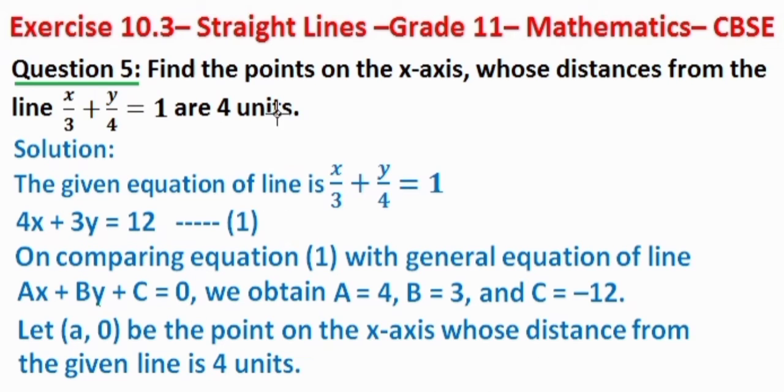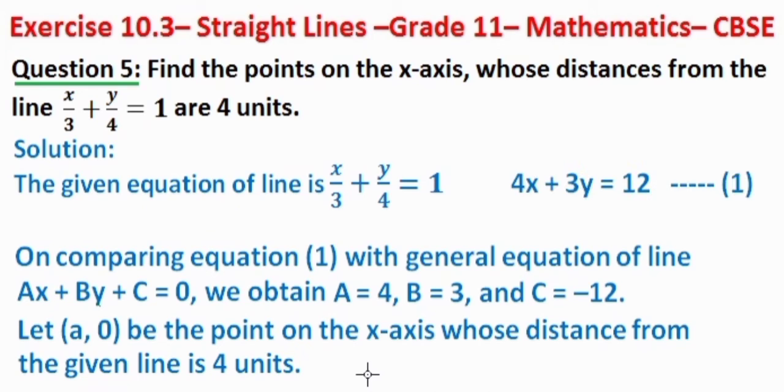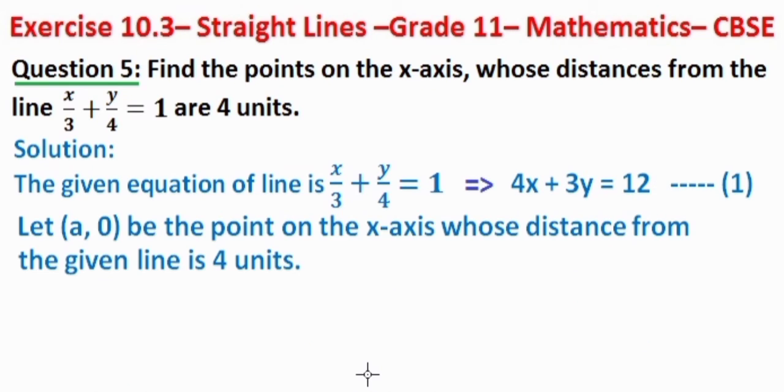Then the given point, we do not know. So let us consider (a, 0), because it is on the x-axis, so the x-coordinate is a and the y-coordinate will be 0. That's why (a, 0) is the point on the x-axis whose distance from the given line is 4 units.